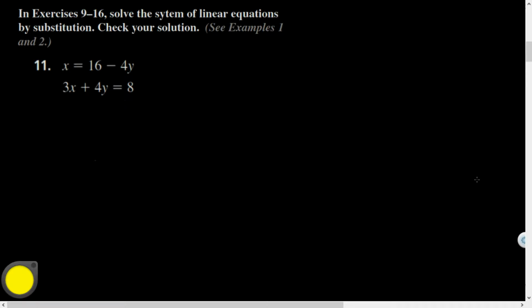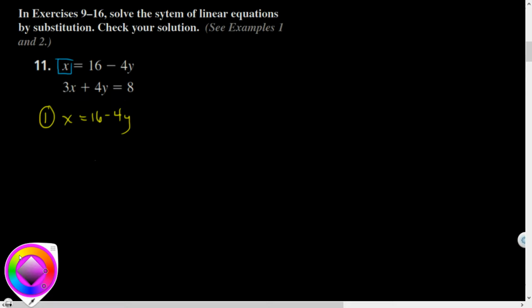Here we go. Notice for question 11 here, step 1 of solving systems is solve one of the equations for one of its variables. In this case, this first equation's x has got the weak spot, and it's already solved. So step 1 is done. It was already solved for that. I feel kind of weird with the variable being after it, but that's fine.